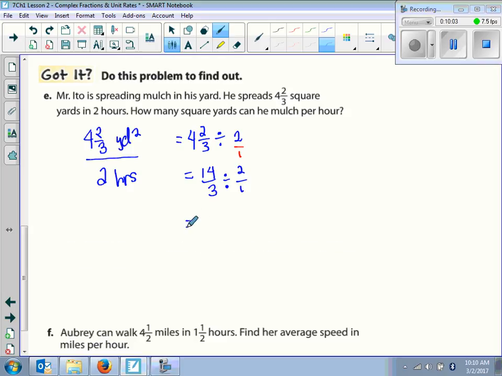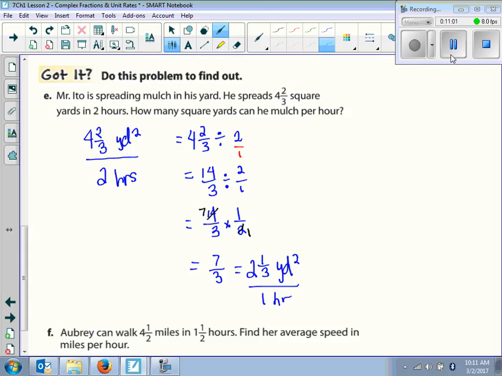And now we're going to multiply by the reciprocal. So 14/3 times 1/2. Is everybody clear? Now, before I multiply, I can simplify. Very good. So 2 divided by 2 is 1, and 14 divided by 2 is 7. So when we multiply straight across, we get 7 over 3. So when I simplify 7/3, that's going to be 2 and 1/3. 2 and 1/3 what? Yards squared. Yards squared over what? 1 hour.